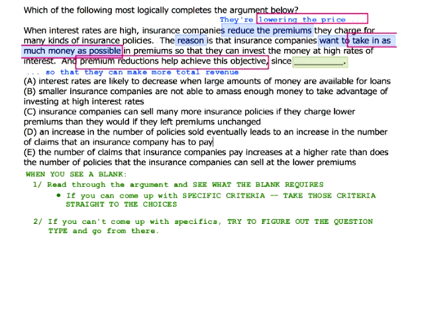What are we looking for in the blank? While you guys are typing, I'm going to type the summary that we have up there down here. So they're lowering the prices.